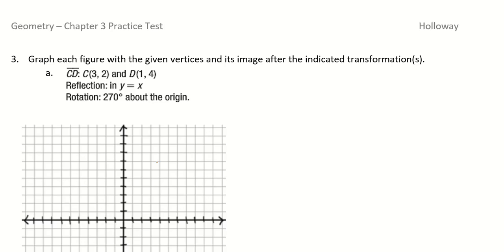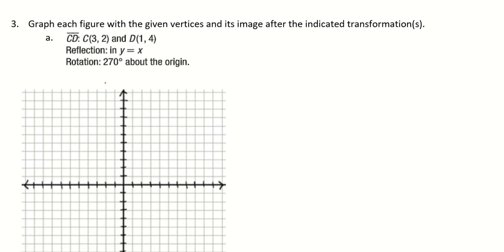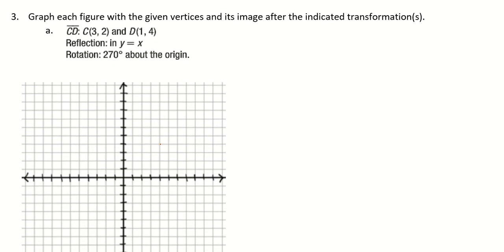All right. On number 3, we are going to reflect and rotate a figure. So here we are looking at it. I have CD that lives at the point 3, 2. Here is C, 3, 2. And D is the point 1, 4, which looks like it's about here. Delta is 1, 4. And we'll just go ahead and make it a segment.